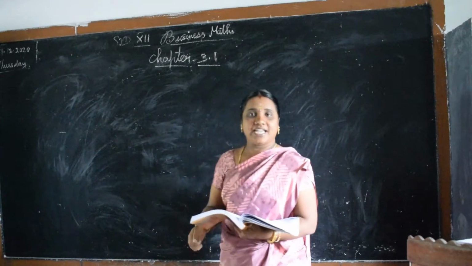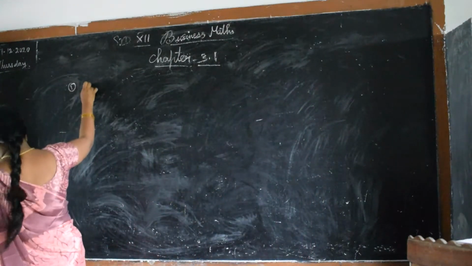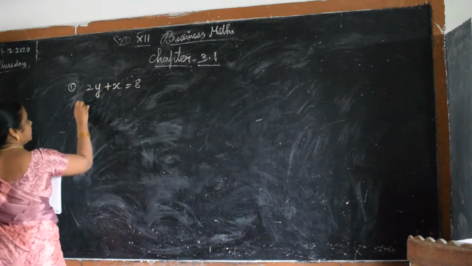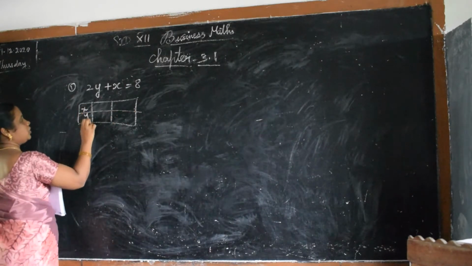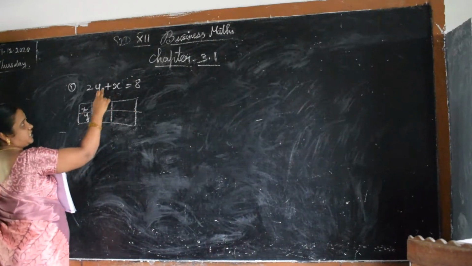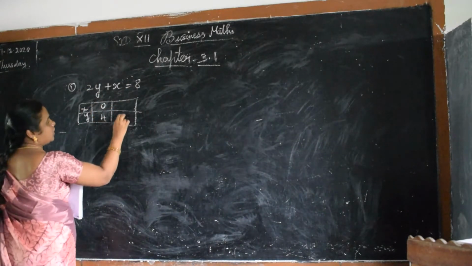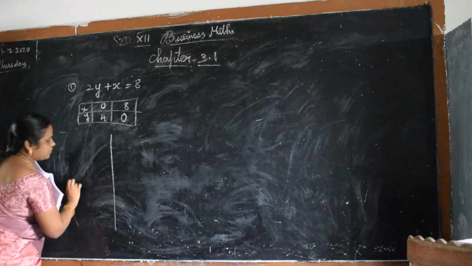First you have to draw the diagram with the help of the given data. See what is given: 2y plus x is equal to 8. First you find the values. First put x is equal to 0. Putting x as 0, the y value is 8 by 2, which is 4. Next put y is equal to 0. The answer is 8. Now you draw the diagram for this.